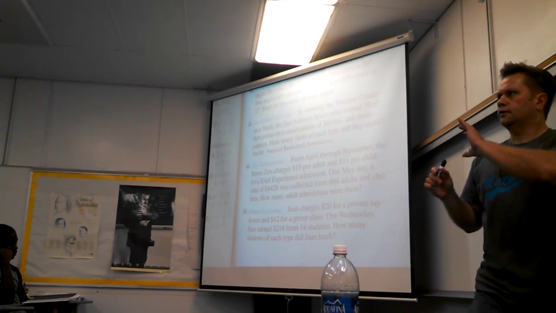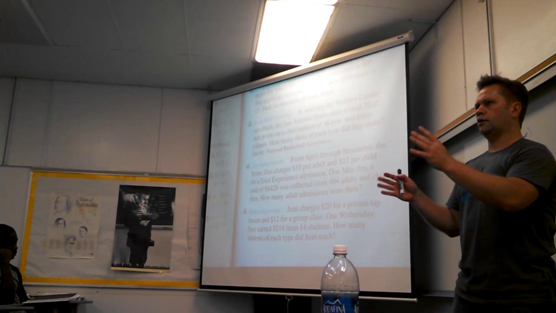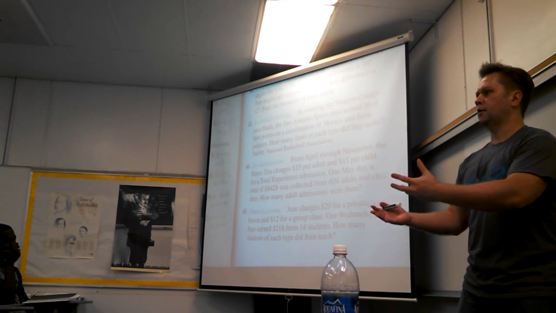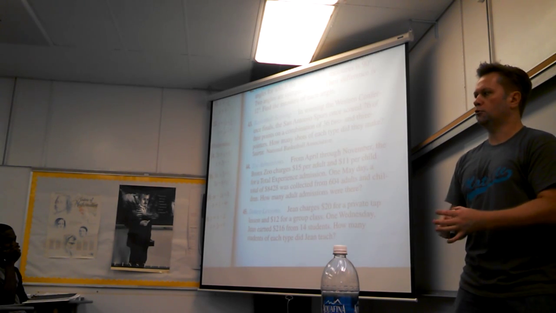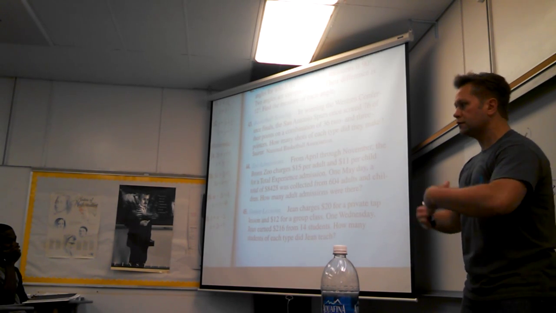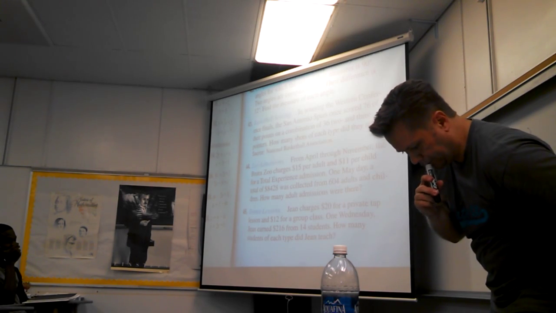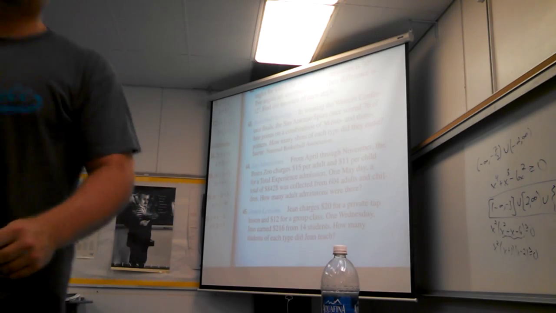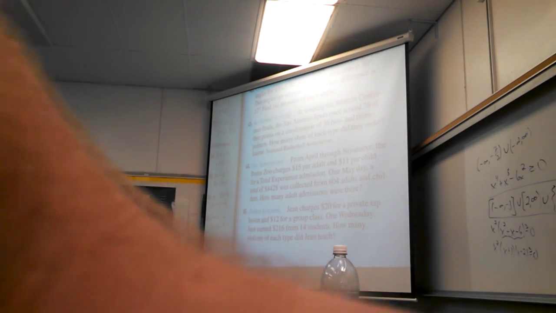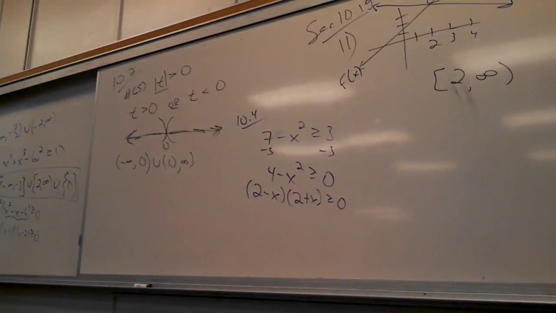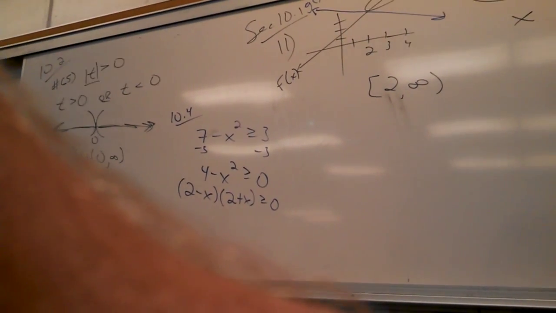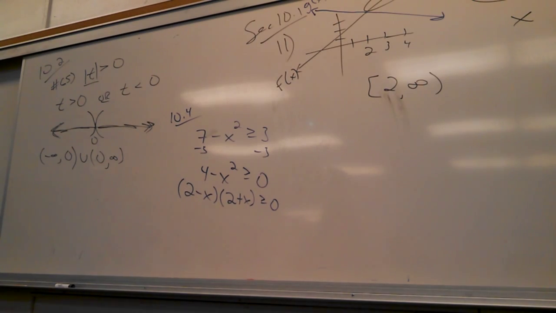What I love about, if there is a word problem type that you should not be as freaked out about, it's the system of equations word problem types. Because they set themselves up in a way. So number 45, Gene charges $20 for private tap lesson, $12 for group class. One Wednesday, Gene earned $216 from 14 students.